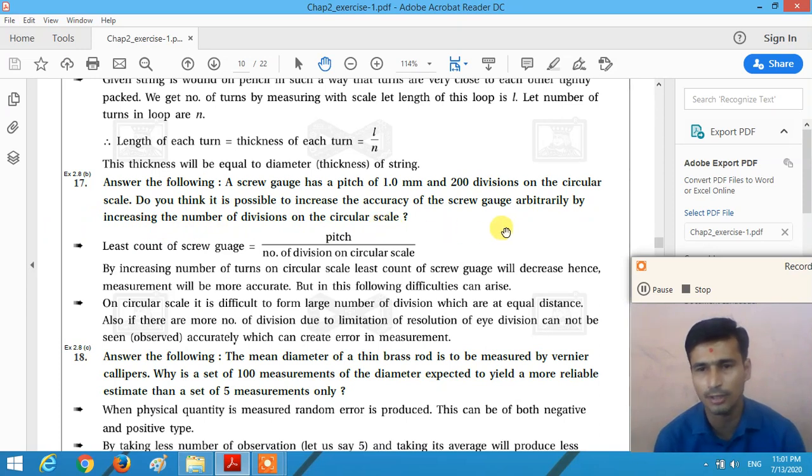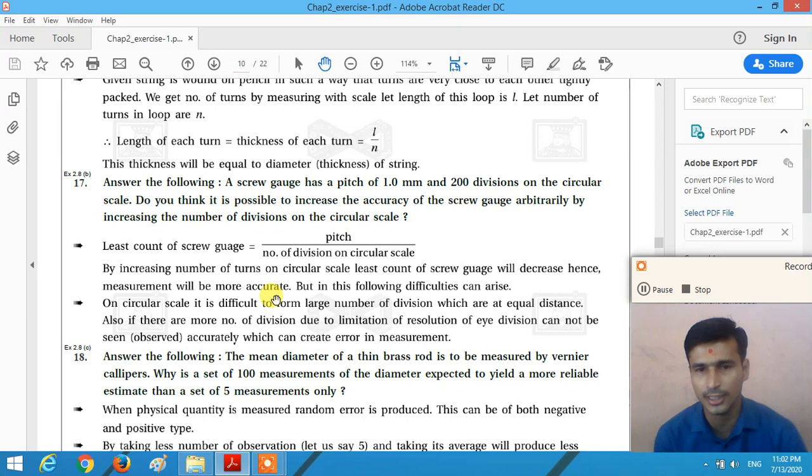As the number of divisions on the circular scale increases, the least count of the screw gauge decreases, and hence we can measure a more accurate reading. So accuracy can be increased. It is possible to increase the accuracy by increasing the number of divisions on the circular scale, because the least count will decrease and hence the measurement will be more accurate.